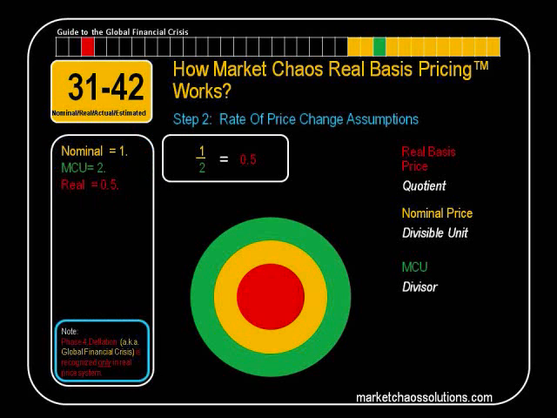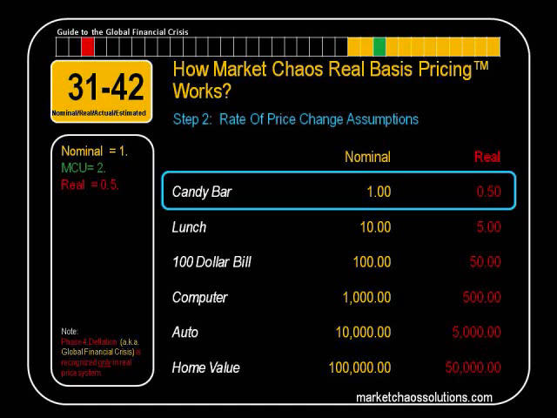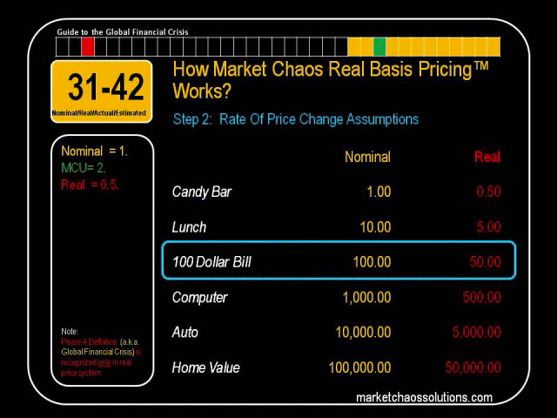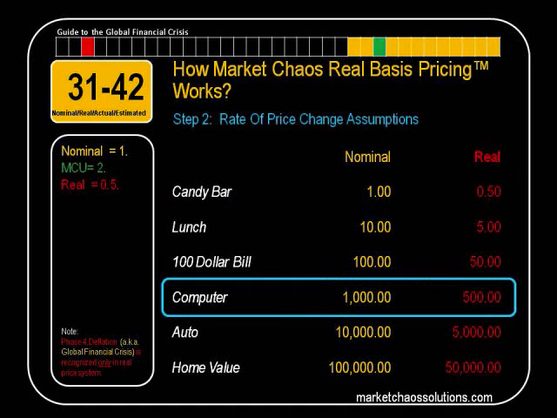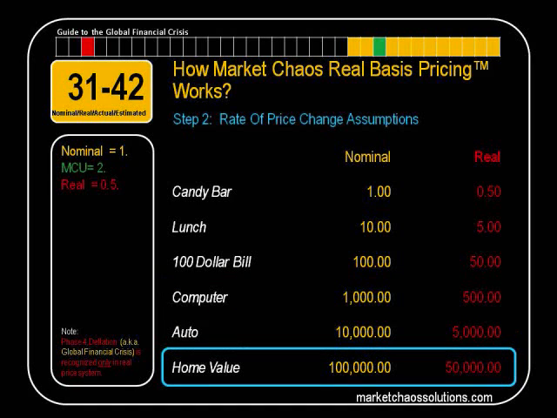It's important to note across-the-board deflation from Phase 4 of the world monetary cycle, the global financial crisis, is recognized only in the real pricing system. Under these rate of price change assumptions, nominal values remain the same. Real prices decline in half.